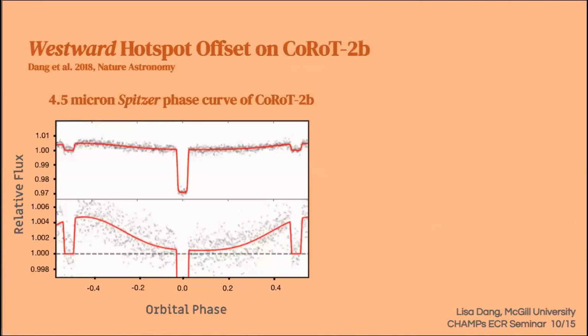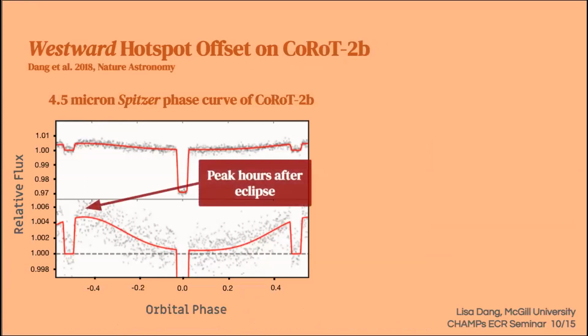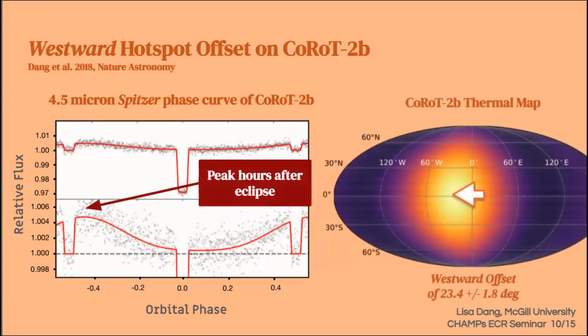But in 2016, we used the Spitzer Space Telescope and looked at Kuro 2b, and here's the phase curve that we obtained. So note here that the peak of the phase curve is not exactly coincidental with the secondary eclipse again, but rather occurs a couple of hours later. And so this corresponds to a westward hotspot offset of 23.4 degrees, therefore contradicting the predictions from the GCM, but also published phase curves of other hot Jupiters.